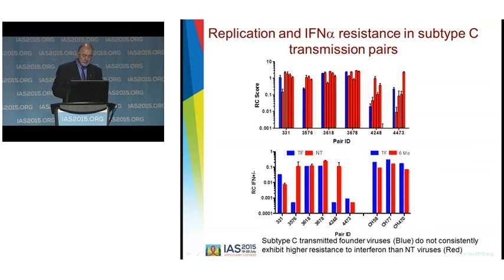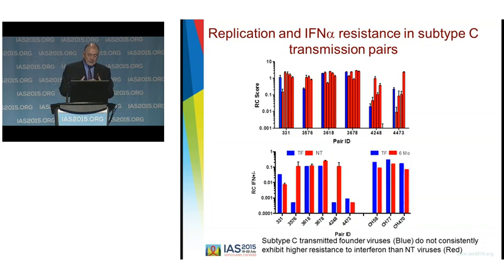We then looked at interferon sensitivity, again in a subset of these, and what you can see is that there is really no consistent evidence of higher resistance in these transmission pairs, these subtype C transmission pairs. You can see a couple of instances where the transmitted founder virus grows better in the presence of interferon than in the absence of interferon compared to the non-transmitted virus. But in other instances, it's worse, and there's a large range that we're seeing here.